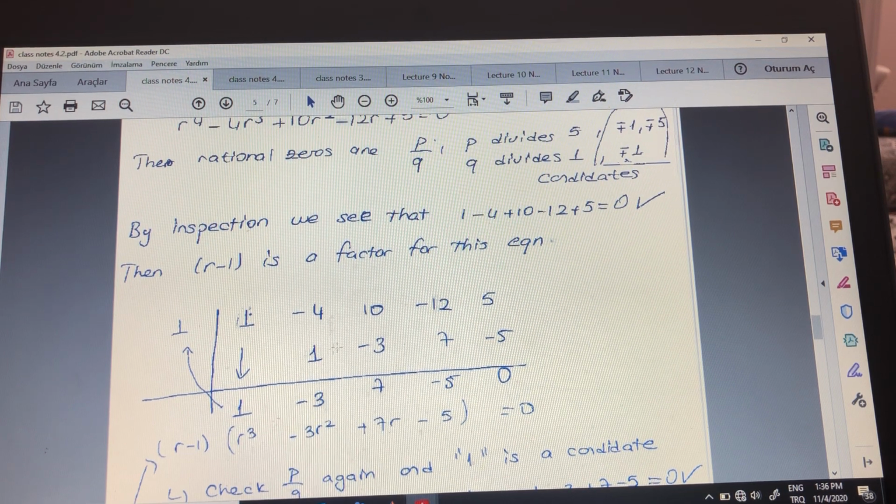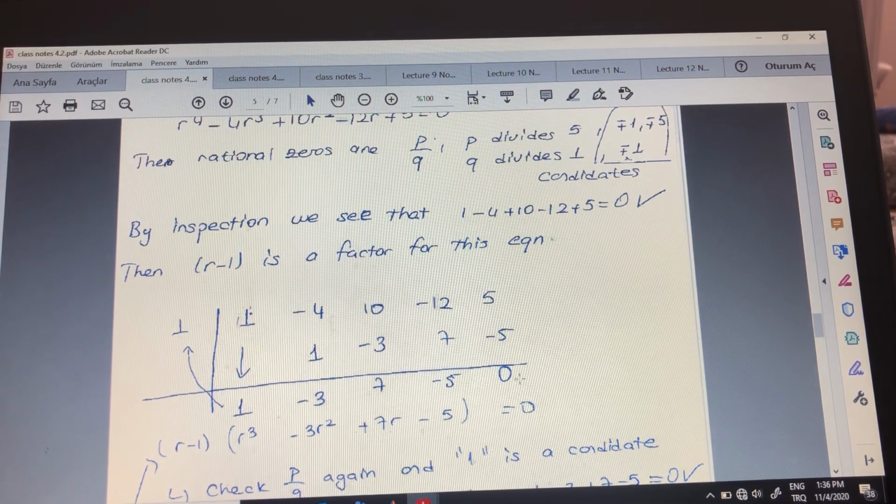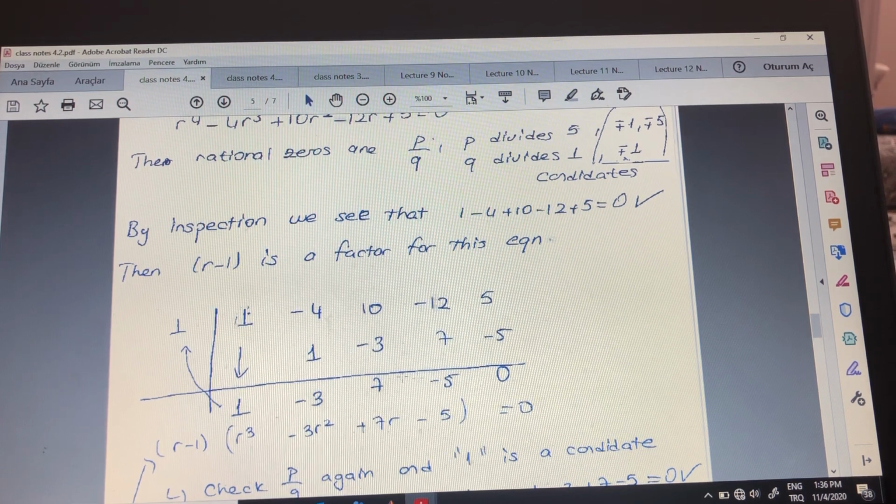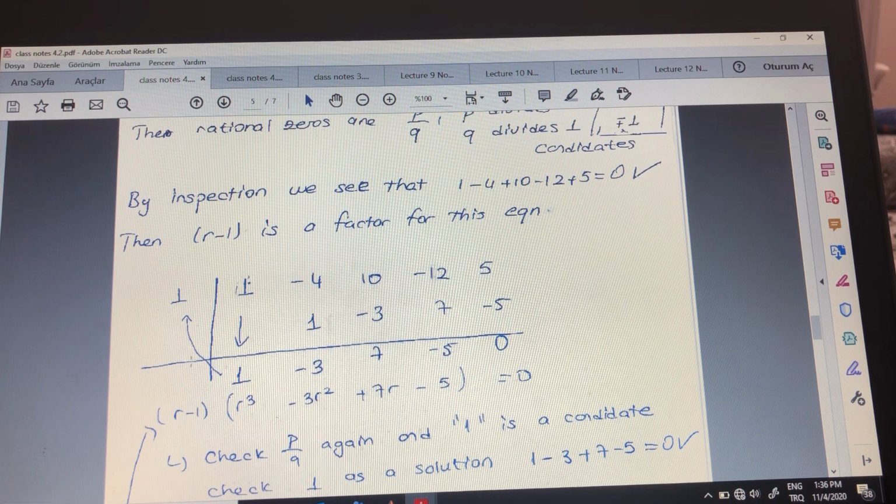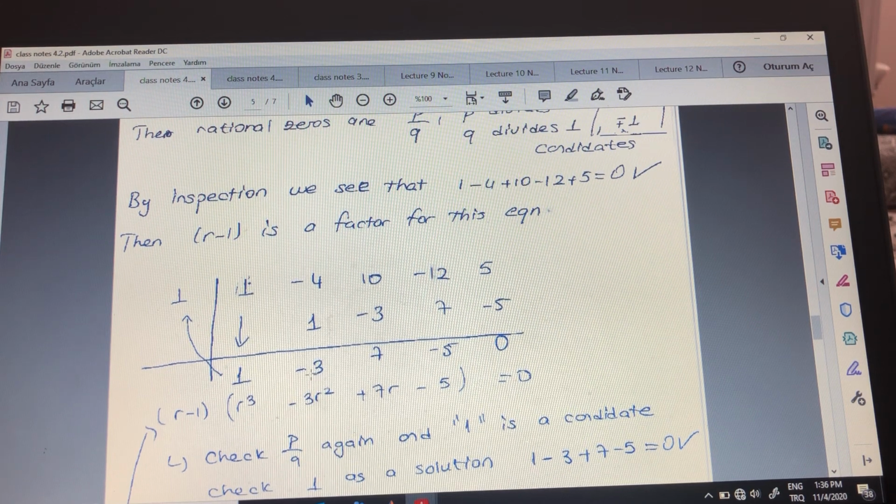Negative 3 times 1, negative 3. Add them, 7. 7 times 1, 7. Add them, negative 5. Negative 5 times 1, negative 5. Add them, 0. So here you go. This is the third order polynomial's coefficients. So for the 1, I wrote r minus 1. And for the remaining, 1 times r cubed, negative 3 times r squared, 7r, negative 5 equals 0.